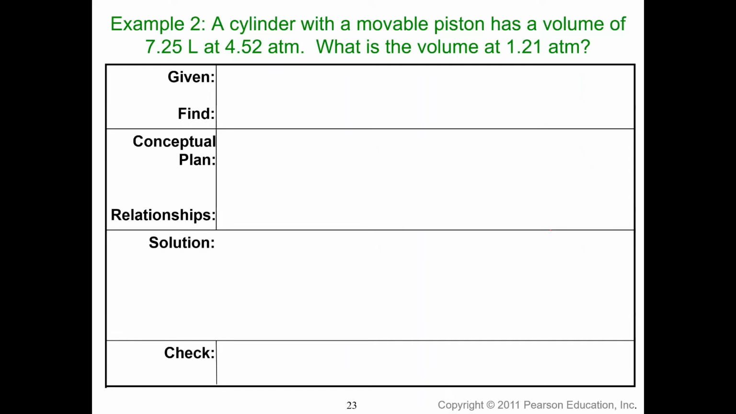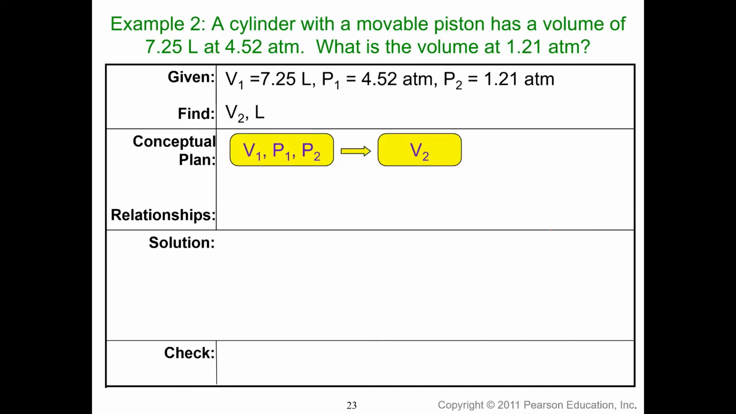Let's see the application. Look at the problem here. A cylinder with a movable piston has a volume of 7.25 liter at 4.52 atmosphere. What is the volume at 1.21 atmosphere? So again, it doesn't matter which one you set up, P1V1 or P2V2.